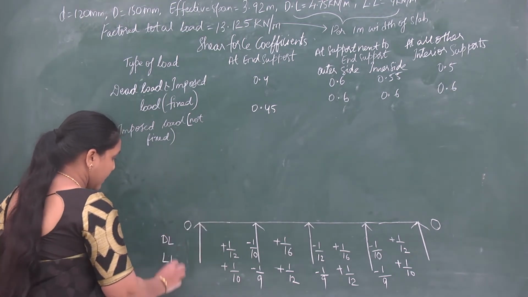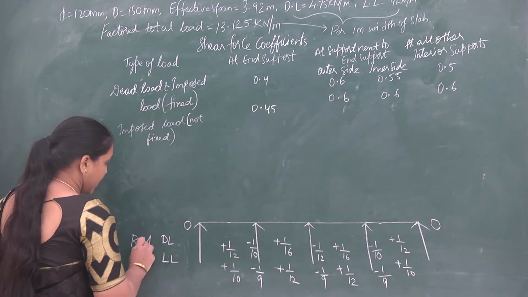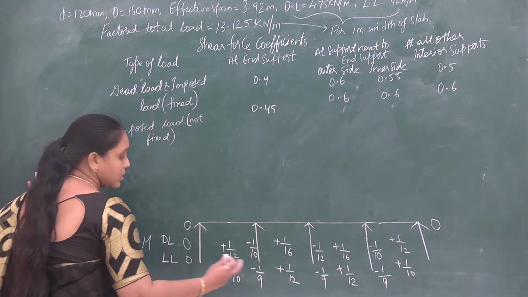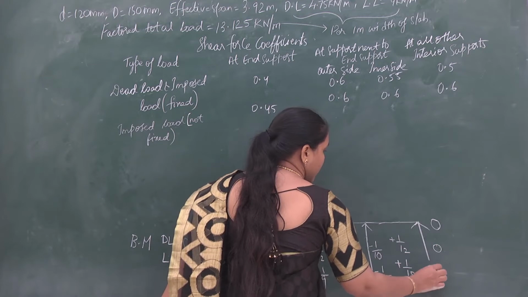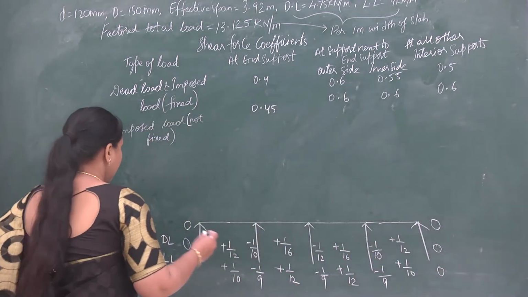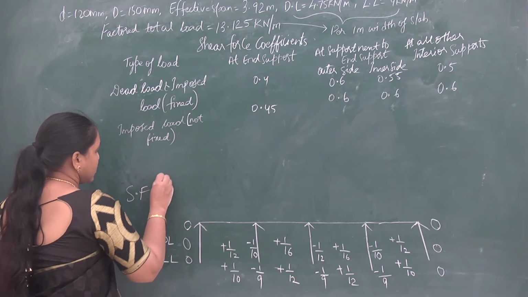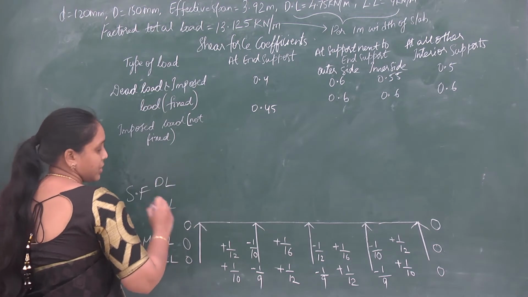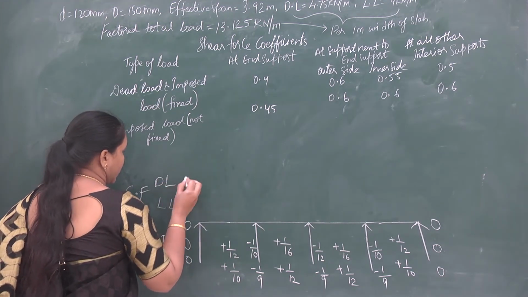So this is the dead load and live load. These are for the bending moment, that is the bending moment coefficient. So here it is 0, so you can write 0, 0. Here also you can write 0 and 0, because here it is 0. Now for the shear force, the dead load as well as the live load coefficients are what we are going to write down here.